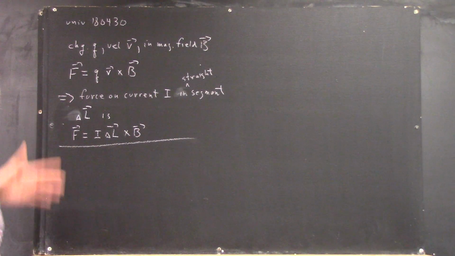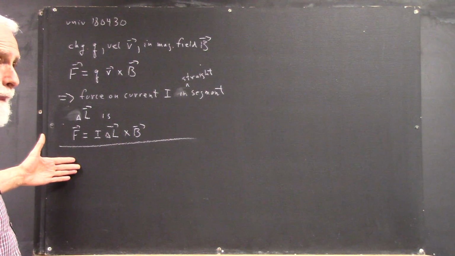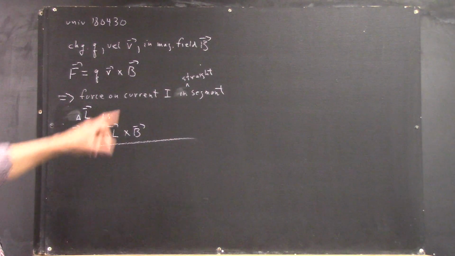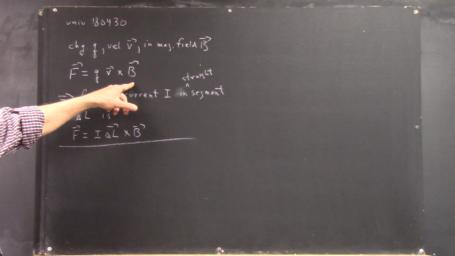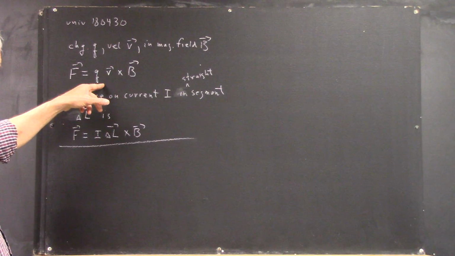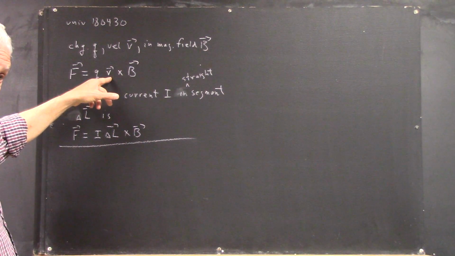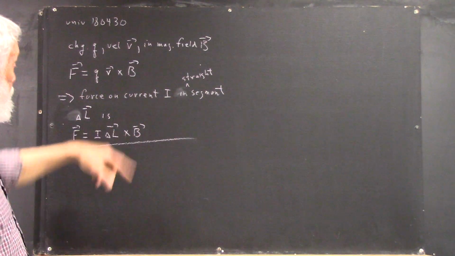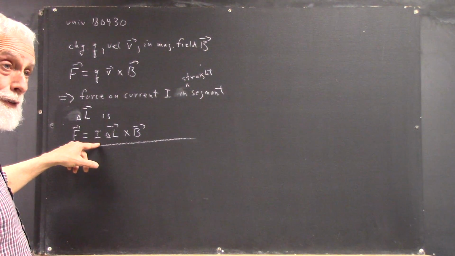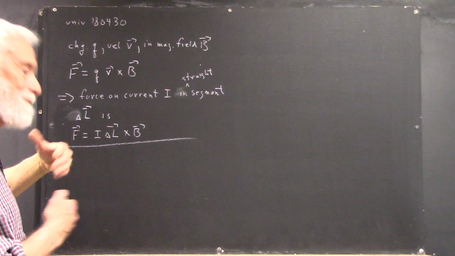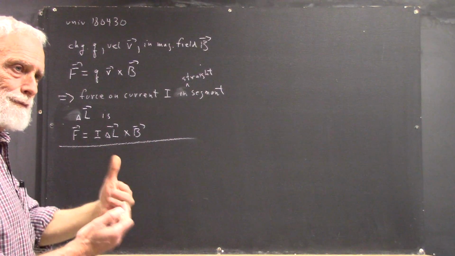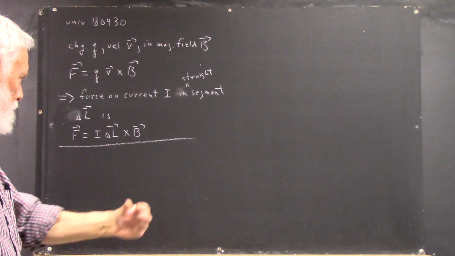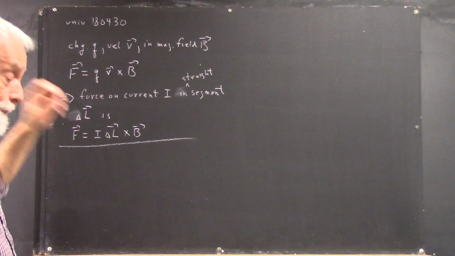So from what we see here, a magnetic field is something that produces a force on moving charges, whether they're individual charges moving at given velocities or a collection of charges moving at a certain rate through some distance, delta L, okay?